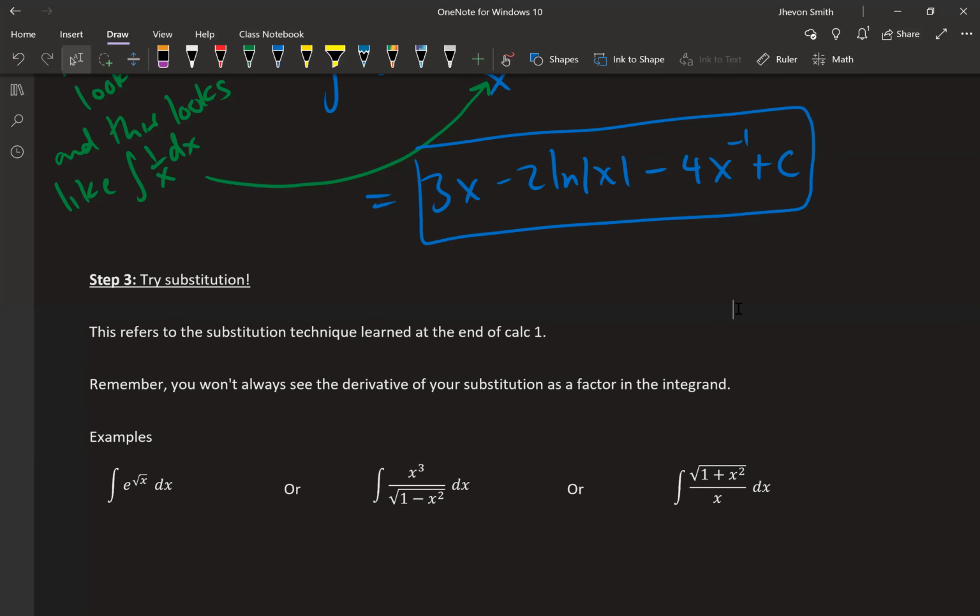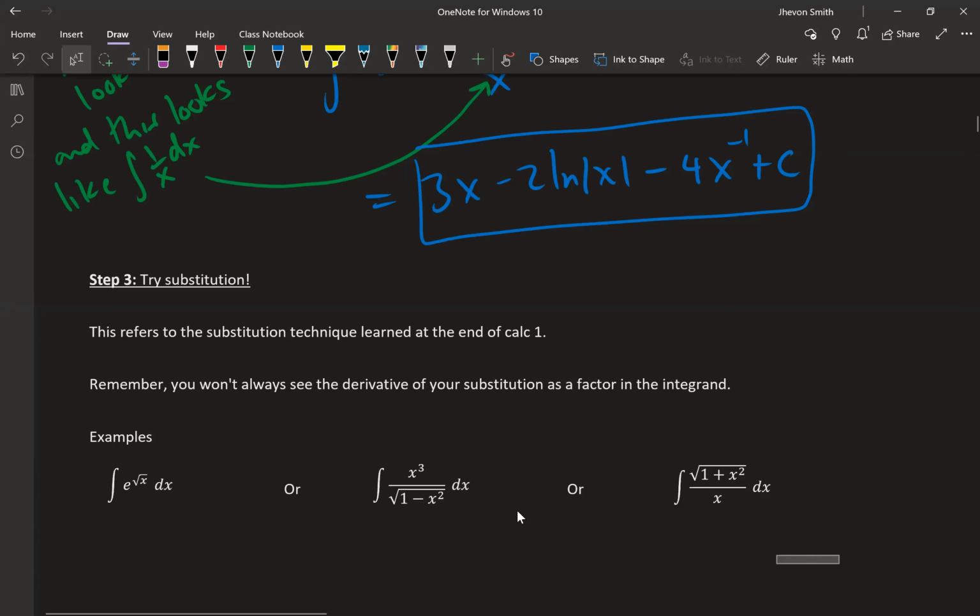After Calc 1, this is no longer the case. There are times when you're not going to visually be able to see the du all the time. So sometimes you have to actually just try a substitution quickly, or maybe just in your head. Like the better you get at it, the more you'll be able to do it in your head, and just see if it's actually going to work out.